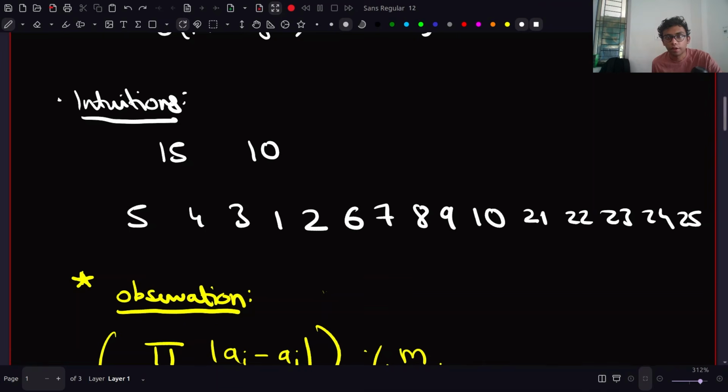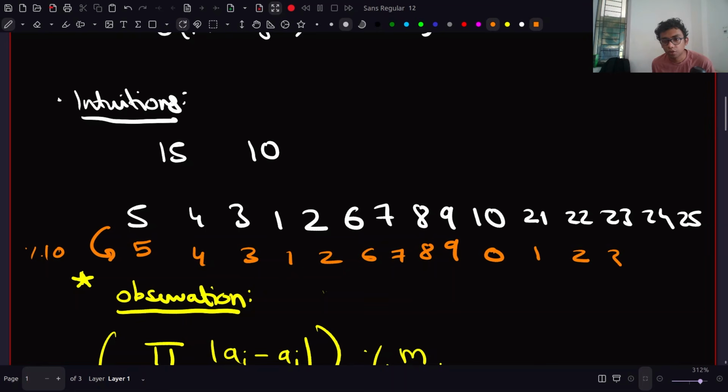So I'm going to do that right now for the example. So 5 mod 10. All these values we're taking mod 10, because we showed that that will not change the answer. So we have 5 over here, 4, 3, 1, 2, 6, 7, 8, 9. These will not change. This will be 0. This will be 1, 2, 3, 4, 5.